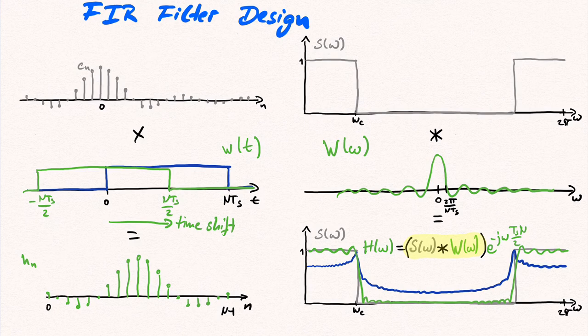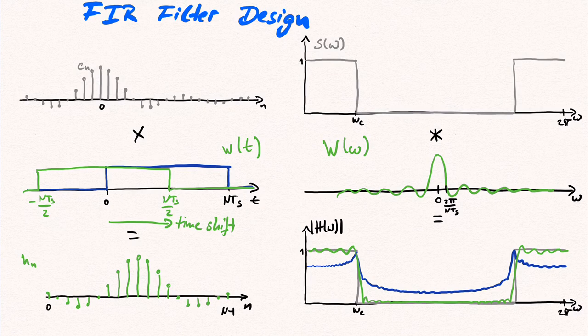The shifting of the symmetric taps after the windowing results in the multiplication with a complex exponential in the frequency domain. However, this multiplication doesn't affect or distort the convolution and only results in the phase angle minus omega Ts N half, which is a linear function of omega. Hence, FIR filters are also often called linear phase filters. So by using symmetric and shifted taps, we can already achieve a huge performance improvement.